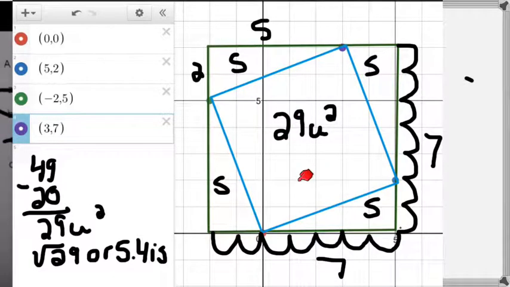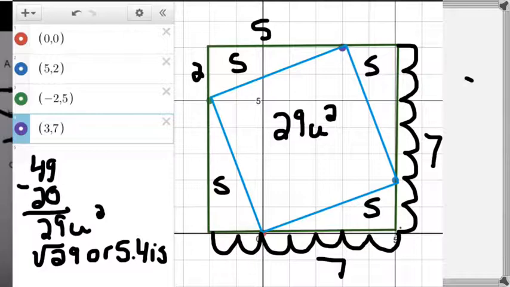And then the last thing I have to do is think about, if that's the area, what is the side length? An exact answer for the side length would be the square root of 29, and I could just leave it that way. Or, and this is just my estimate, I did not check it with the calculator, I would say about 5.4.